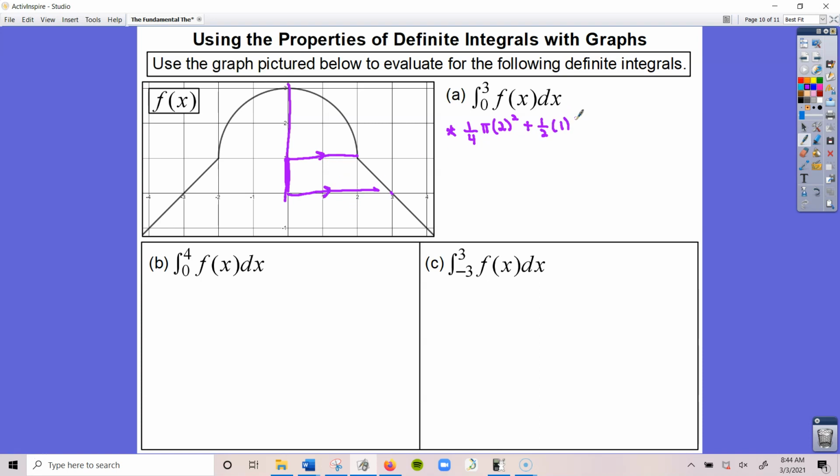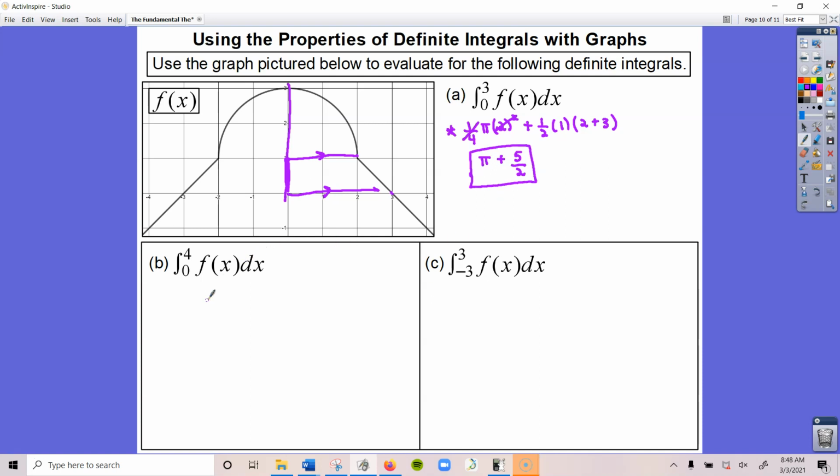So the height is 1 times base 1, which is 2, plus base 2, which is 3. So this gives me 2 squared, which is 4, which cancels out with the 1/4, so pi, plus 1/2 times 5, so 5/2. So this would be that integral.